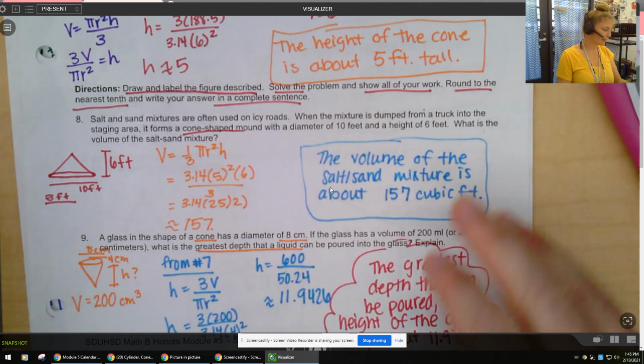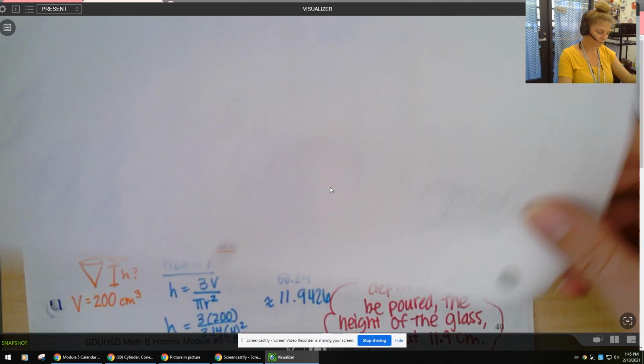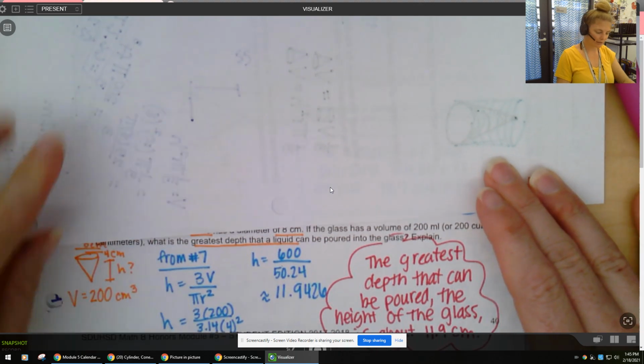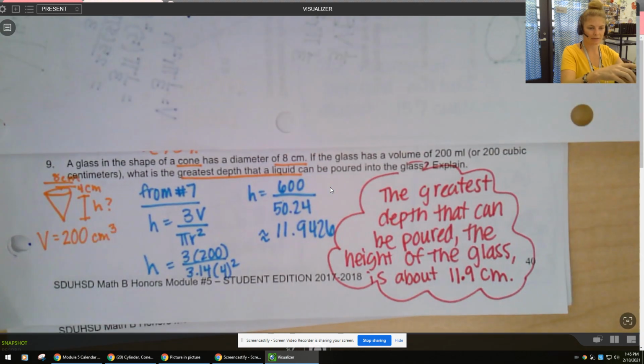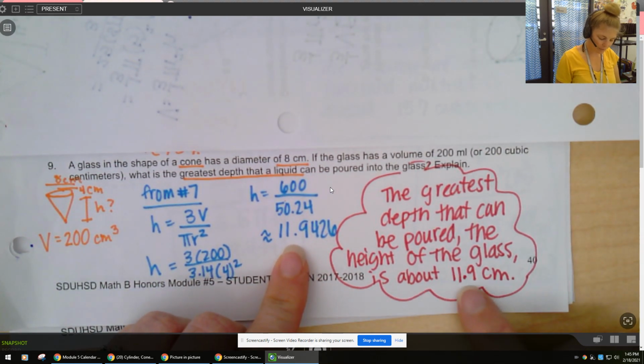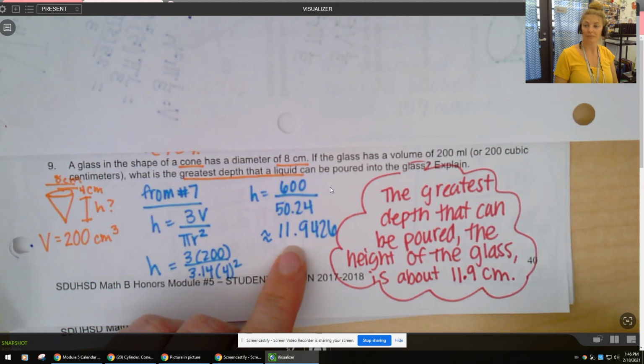So taking a look here, we have found that with this cone-shaped glass, the greatest depth that we can fit in here is about 11.9 centimeters.